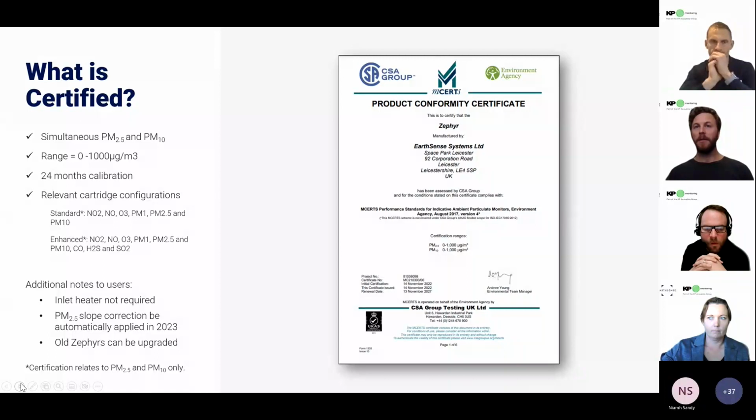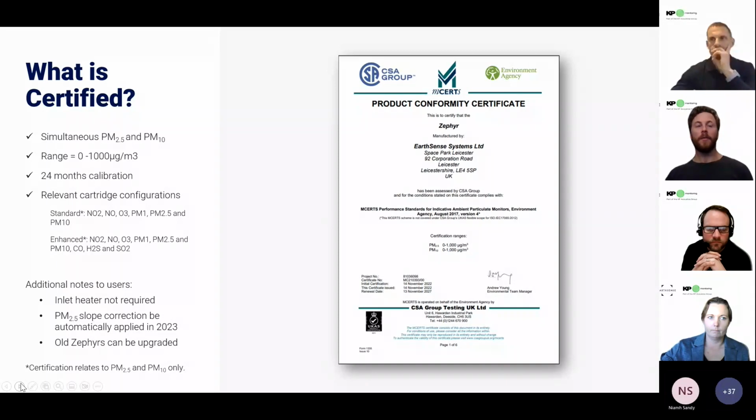The slope correction at the current place is something which you have to apply after downloading the data. Beginning of 2021, we will automatically be applying that, and we'll be getting in touch with everyone who's got a Zephyr who is compliant to let them know what the process is for that.